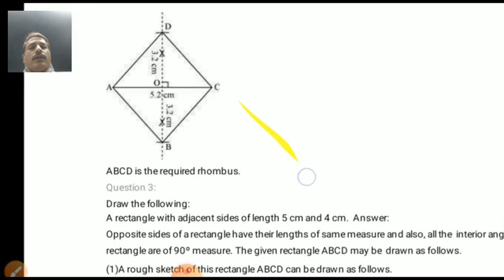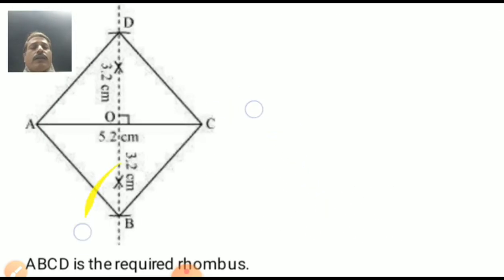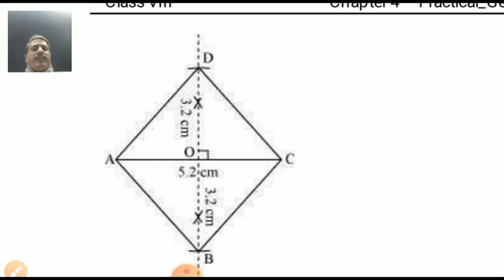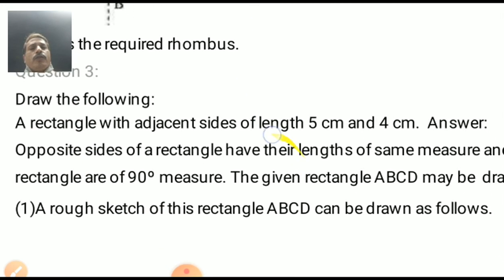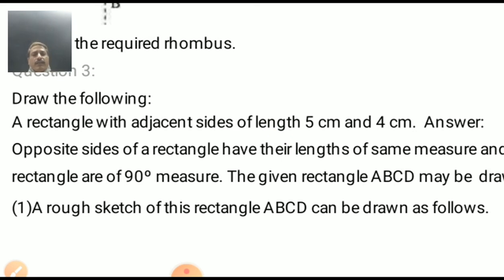Look at here. Your rhombus ABCD is ready. Clear? Very nice. Now question number 3. Draw the following. A rectangle with adjacent sides of length 5 cm and 4 cm.